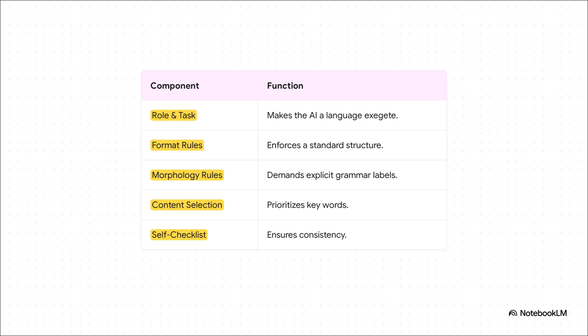First, you give it a role. You tell it, hey, your job is to be a language expert, not a preacher. Then you've got these strict format rules, a numbered list, how it should start, how it should end. It even has these super specific morphology rules, forcing it to label grammar. And get this, it has a self-checklist at the end to make sure it actually followed all the instructions. I mean, how smart is that?